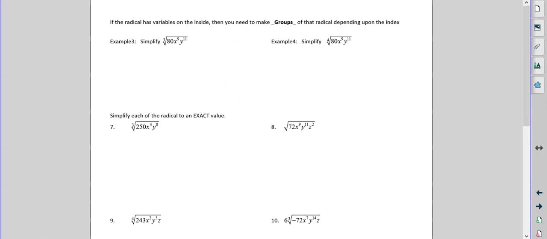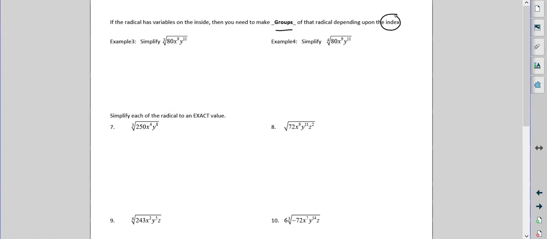Okay, now we're dealing with letters again. In the previous section, we took out pairs because the index number is 2. Now we're going to be taking out groups based on that index number, so groups of 3 or groups of 4. So let's break down example 3.